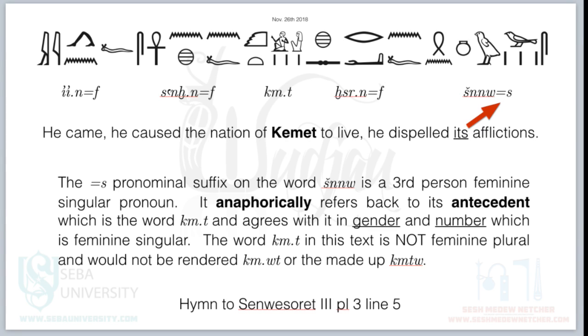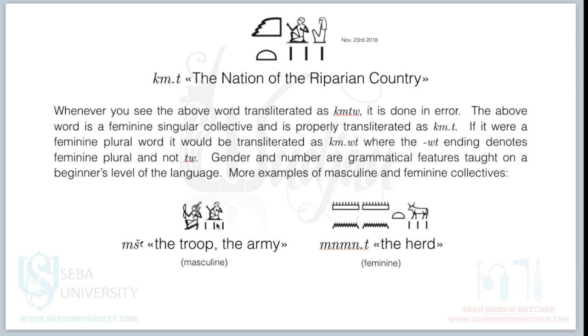Now, to go back to these words here, remember I said that Masha is a masculine collective noun. Even though it's talking about many things, it's treating those many things as one, the army.